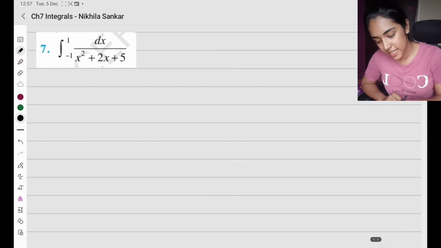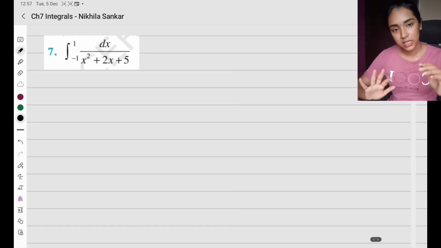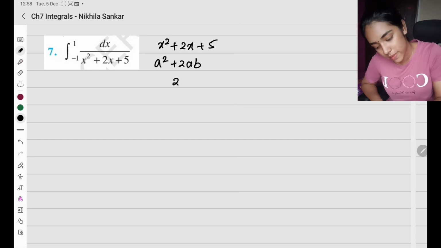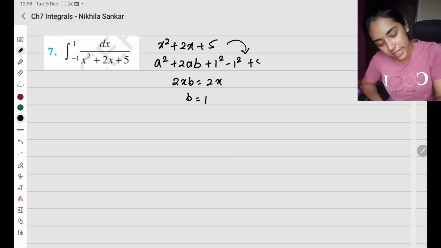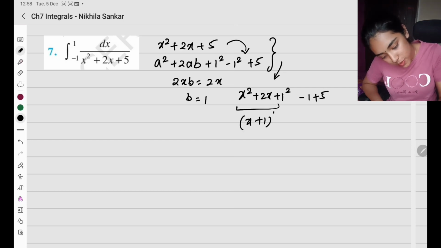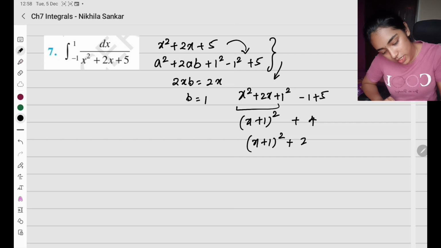Question number 7. This is going to be again very simple, completing the square. So I have x square plus 2x plus 5. This is of the form a square plus 2ab. So 2 times x times b is 2x, so b equals 1. So plus 1 square minus 1 square, plus 5. So from these, I have x square plus 2x plus 1 square minus 1 square plus 5. This is x plus 1 the whole square plus minus 1 plus 5, which is 4, which is x plus 1 the whole square plus 2 square.